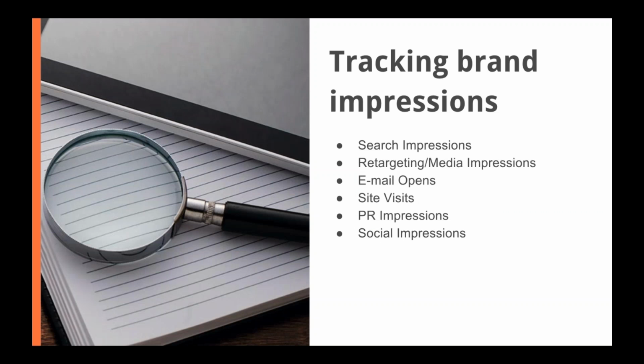Whenever it comes to tracking brand impressions, a few of the things that you're going to want to consider here is number of search impressions. In Google Webmaster Tool, you can see your organic search impressions, which is going to tell you things like click-through rate by keyword. Obviously, you're going to be able to see this type of data at a retargeting or at a media level. You can also track things like email opens, site visits, PR impressions, social impressions. Pretty much everyone is going to give you some view of how many impressions you're able to track.